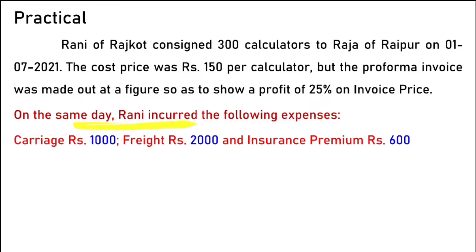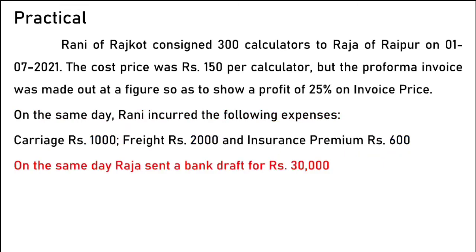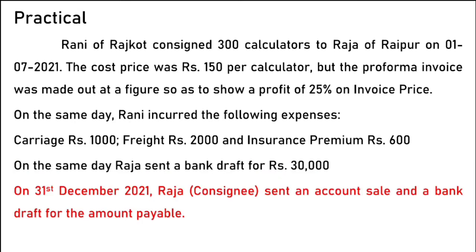On the same day, Rani incurred the following expenses. Now Rani is consignor. So consignor paid expenses, carriage 1000, freight 2000, insurance premium 600. On the same day, Raja sent a bank draft for rupees 30,000. This is advance given by consignee.